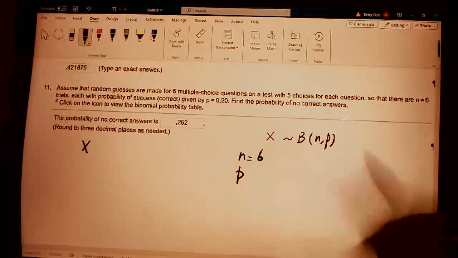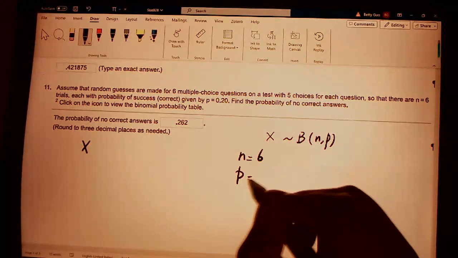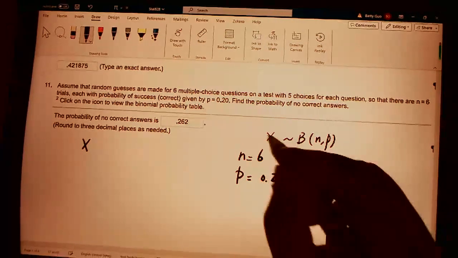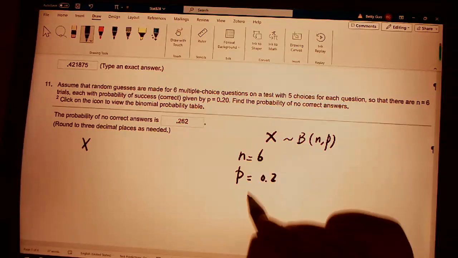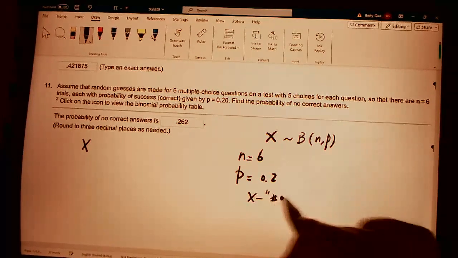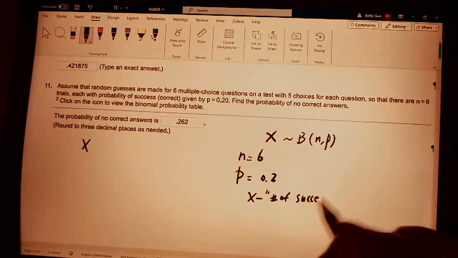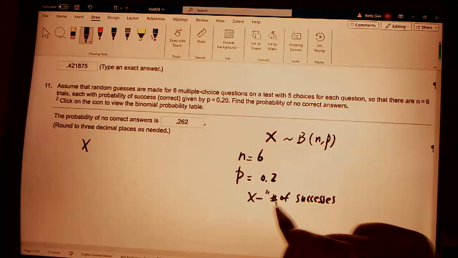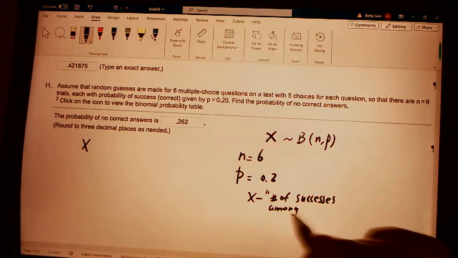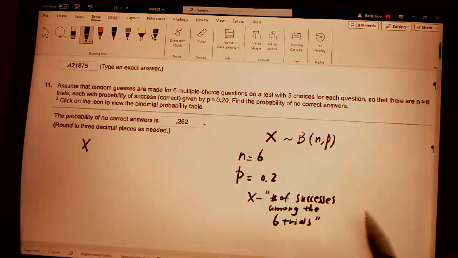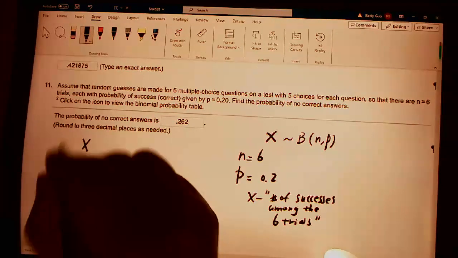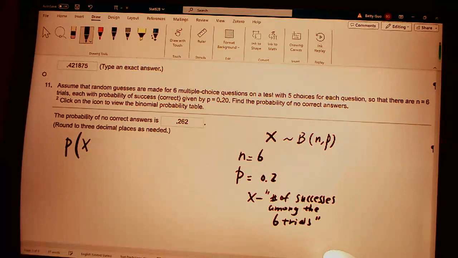So this is a binomial. N is 6, P is 0.2. Yeah, for sure, this is a binomial with N equals 6, P equals 0.2. And what are we looking for? X is the number of successes among the 6 trials. We are looking for a probability, okay?